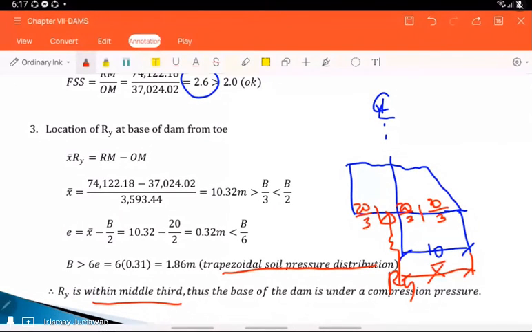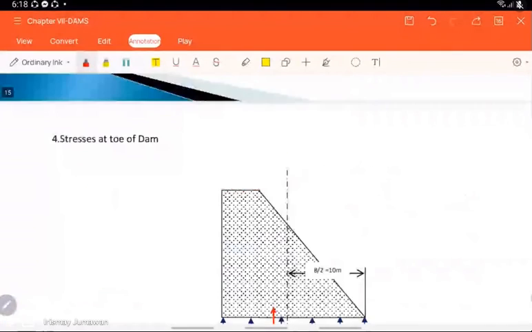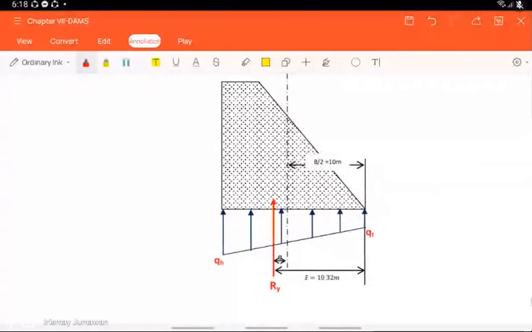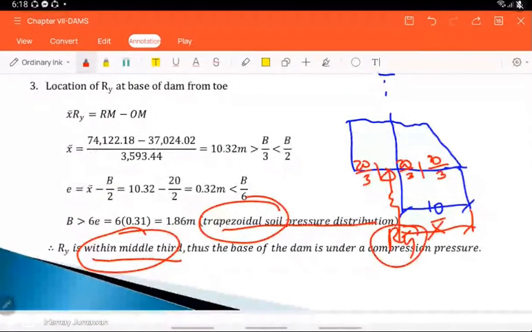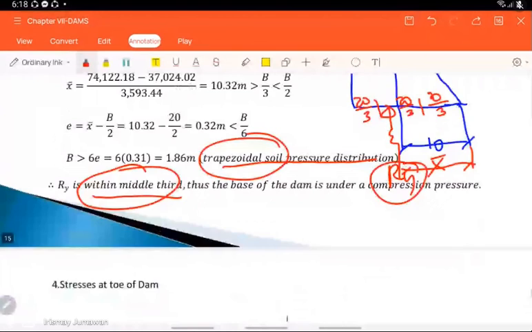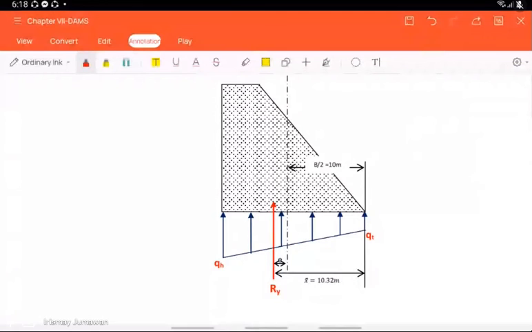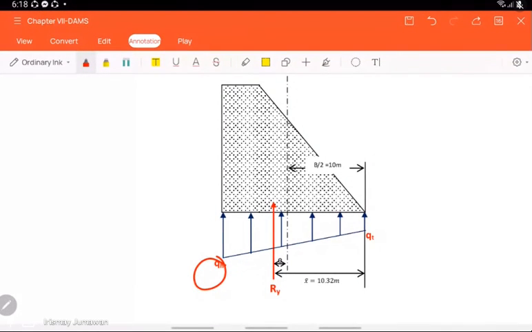So all the way of the dam is under pressure. You have to take note of this because we need this whole portion by determining the soil pressure of the dam. Since your RY is nearer to your hillside, you have your maximum pressure there. The distribution is this one, a trapezoidal, but your soil pressure is larger on the hillside.